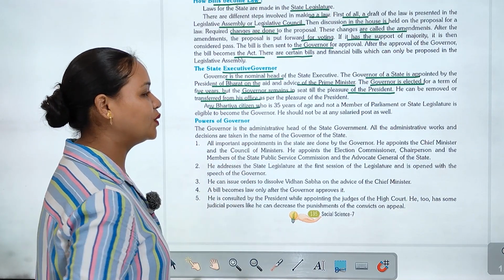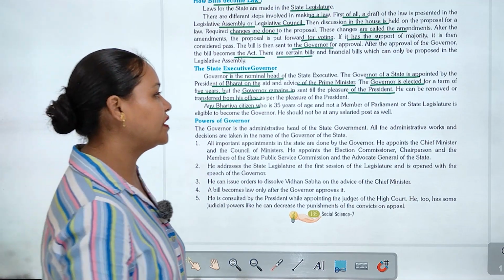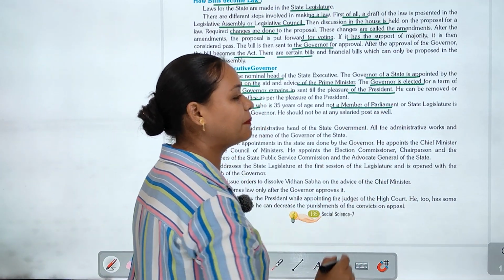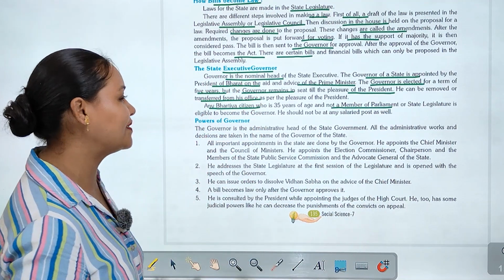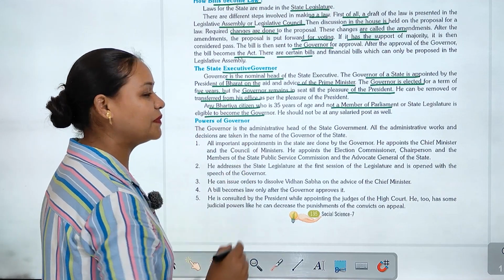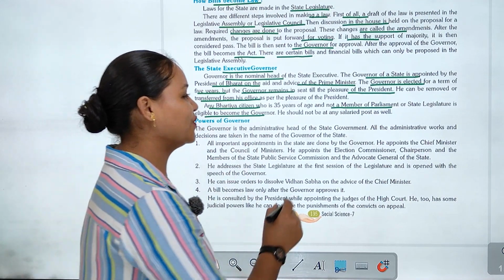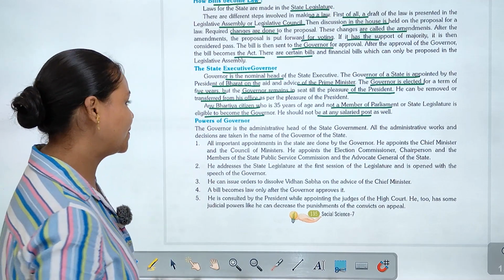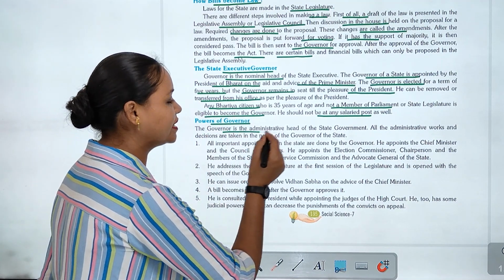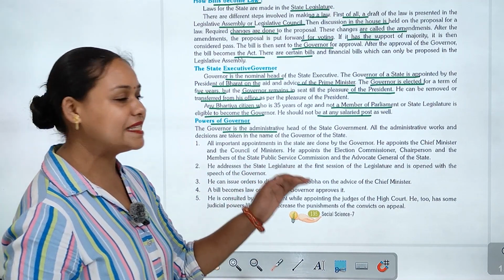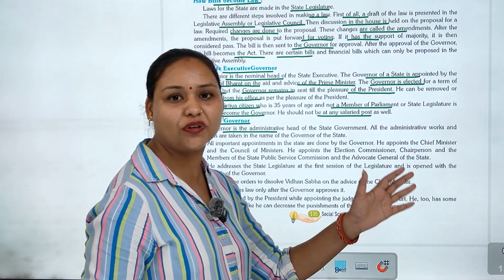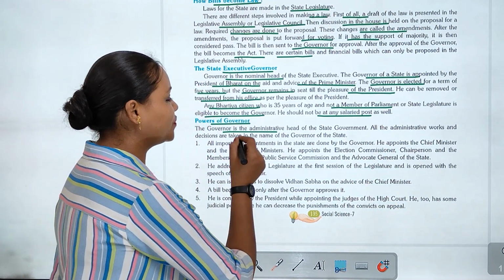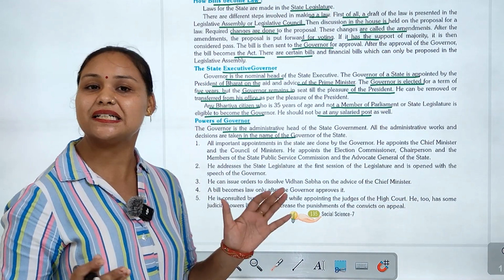Any भारतीय citizen who is 35 years of age and not a member of the parliament or a state legislature is eligible to become the governor. He should not hold any salaried post as well. Okay, चलिए powers of governor है. The governor is the administrative head of the state government, and all the administrative work is done in the name of the governor of the state.